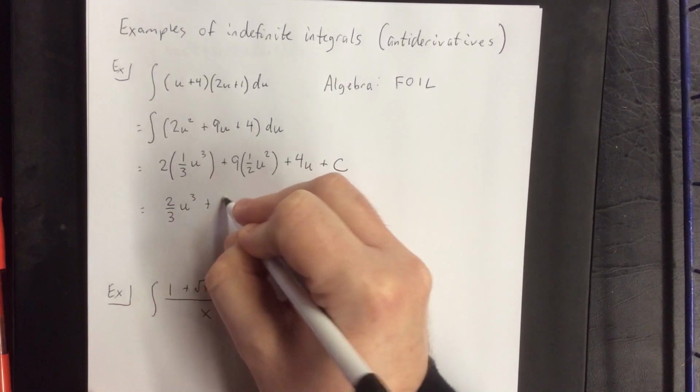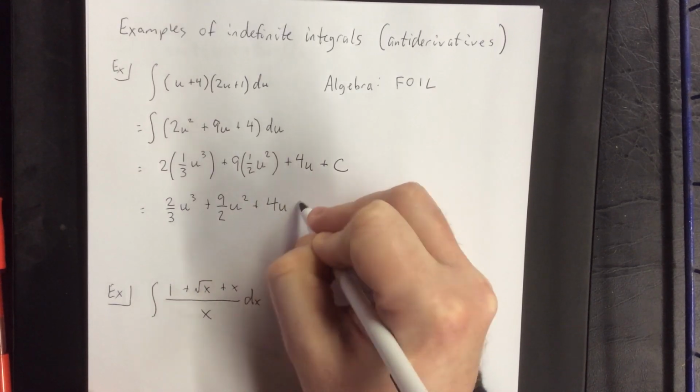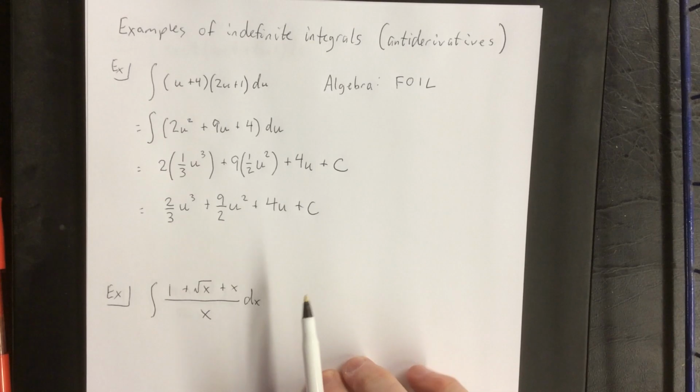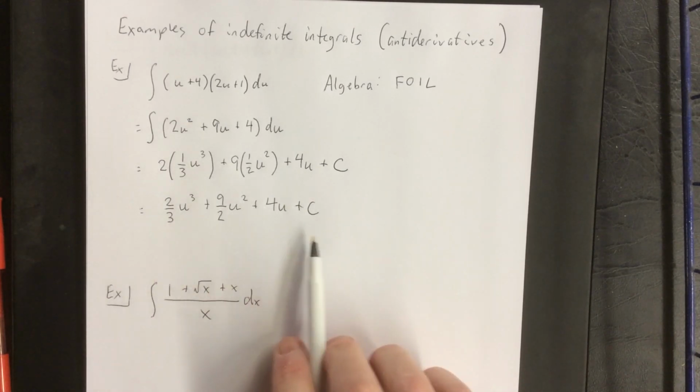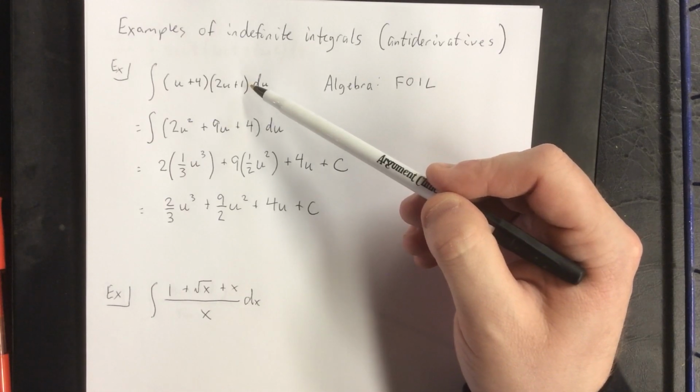After that, the only manipulations that we're going to do to it will simply be aesthetic. It won't change really anything. It'll just put it into a slightly nicer form. So this function would be the most general antiderivative of the function u plus 4 times 2u plus 1.